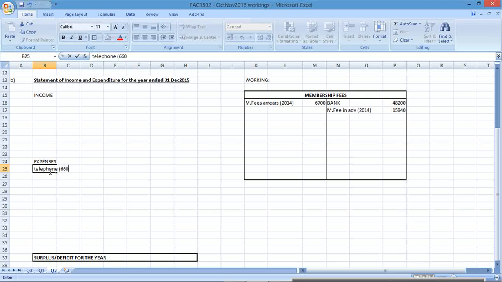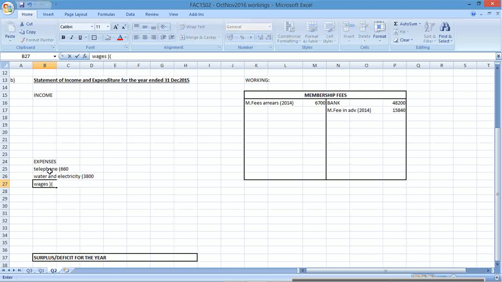$660. Okay, next one. You have it in front of you, so let's just go down the list. Water and electricity, amount 3,800. Next, wages again is here.